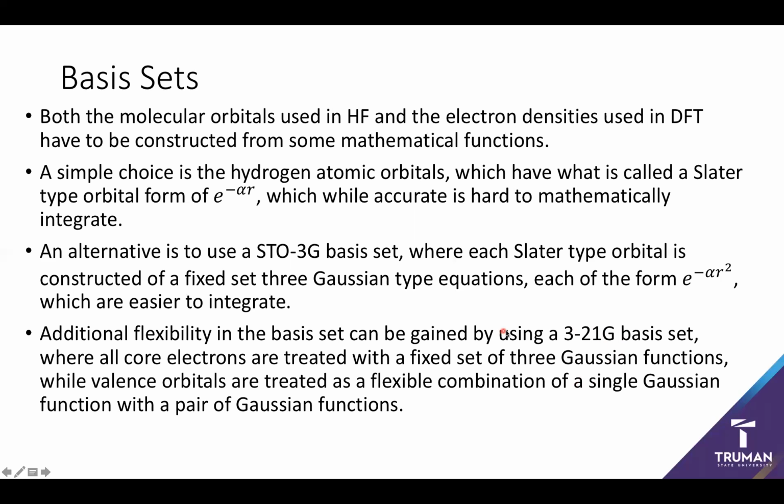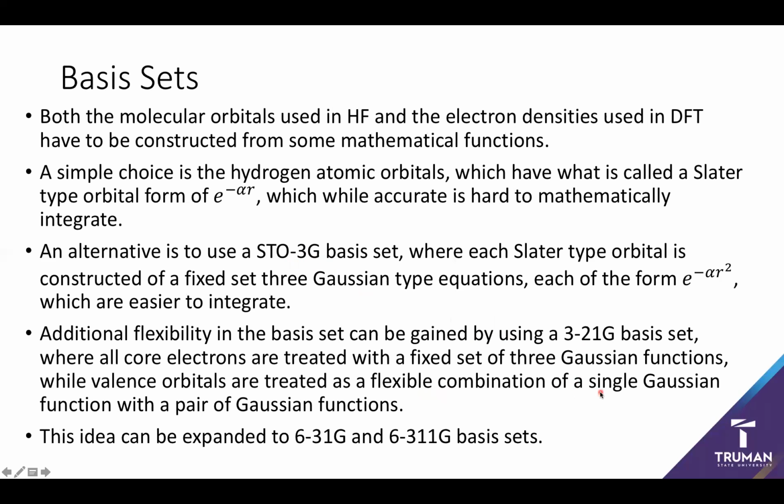So the essential idea is I'm using the same functions in both cases, except in this case, I use 3 Gaussians that are combined in a set fashion. Here I'm pairing them together into 2 sets of Gaussians where the ratios can change. Now you can expand this idea so that I'm going to include more Gaussian orbitals to describe my valence electrons.